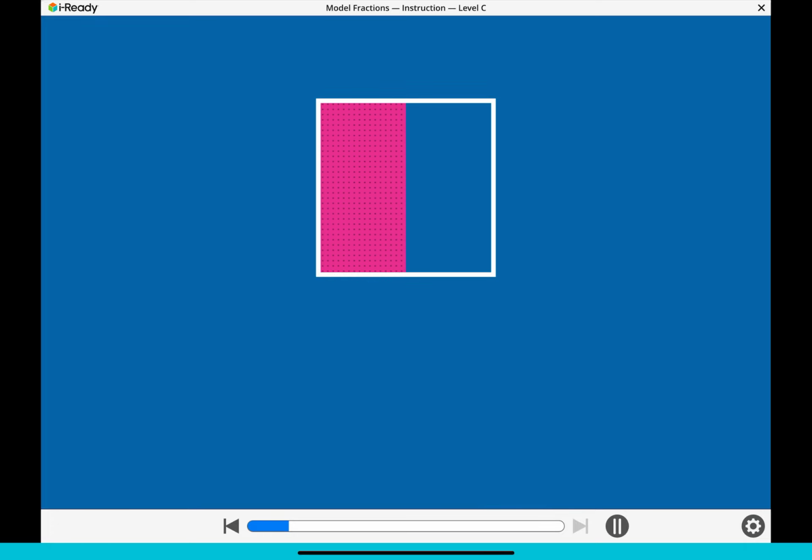Now, the square is divided into halves. One part is shaded for you. What fraction of the square is shaded?